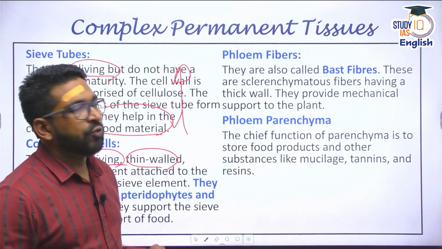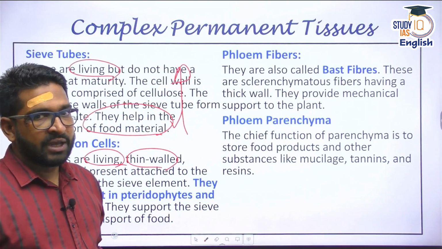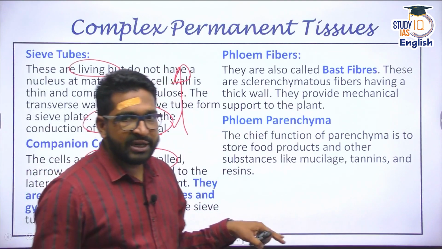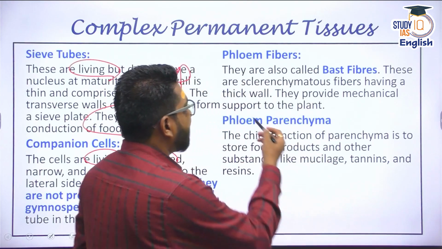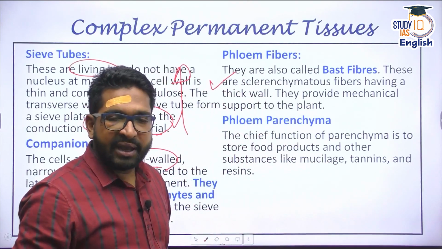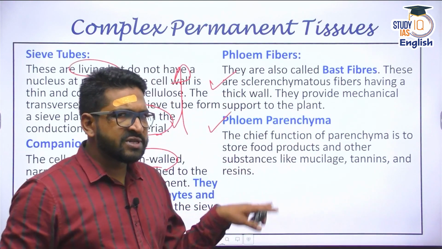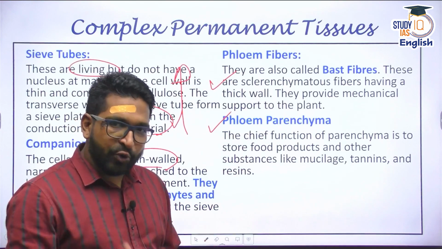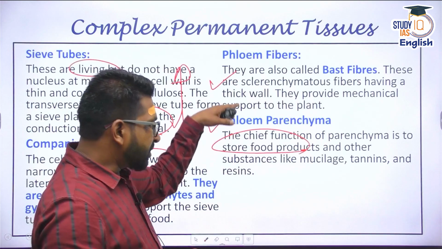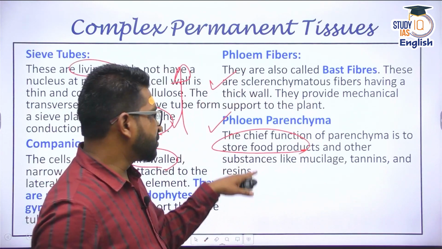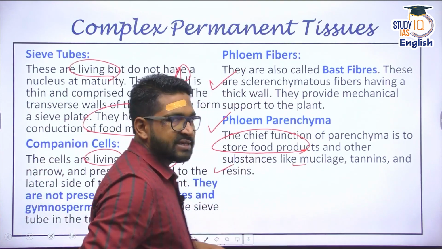Apart from that, there are phloem fibers. Phloem fibers are also called bast fibers. Now these are mostly dead cells or thick walled cells which provide mechanical support to the plant, and to the phloem as well. And finally, there is phloem parenchyma. By now you must have understood what the job of phloem parenchyma is. Phloem itself needs food products, and food and water is supplied to phloem by phloem parenchyma. It also stores a lot of products like mucilage, tannins and resins.